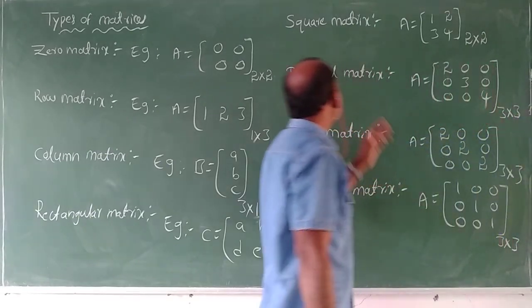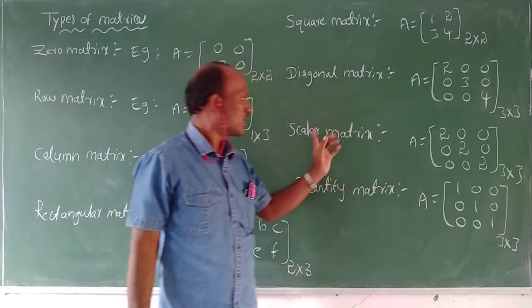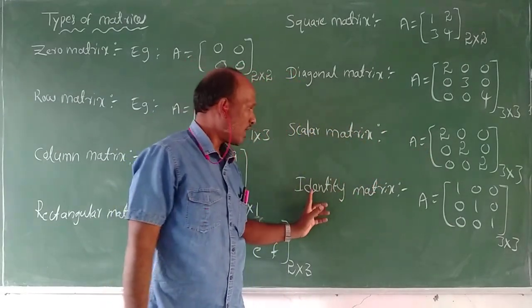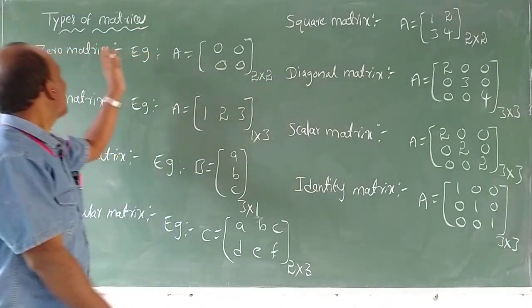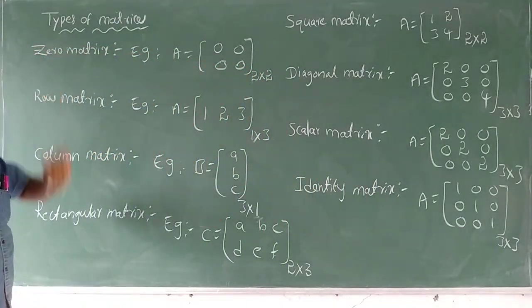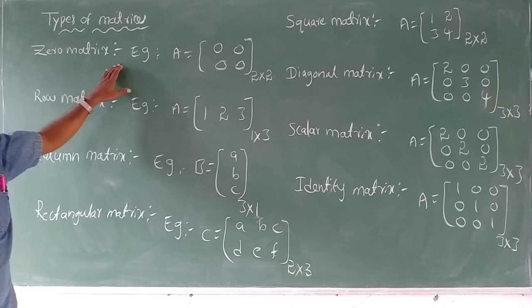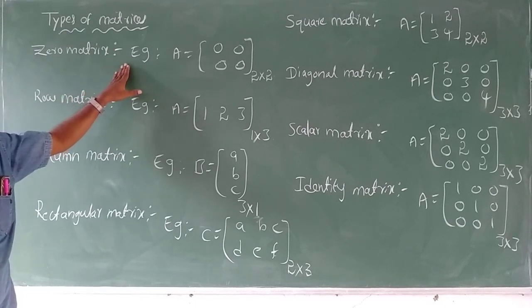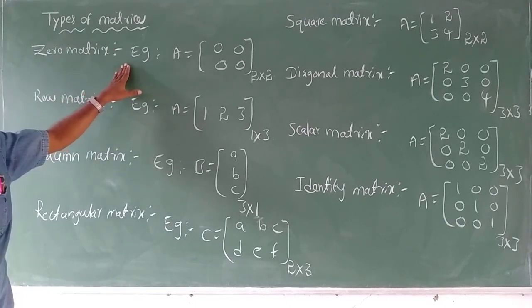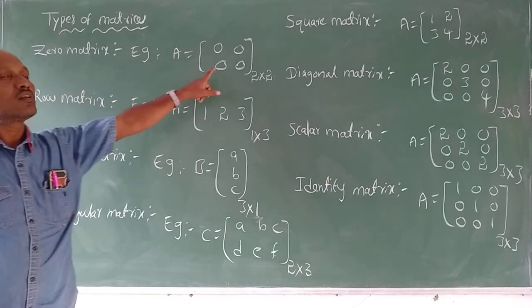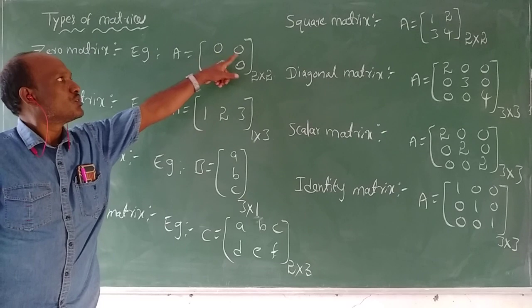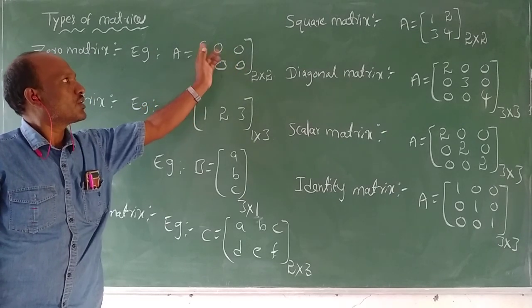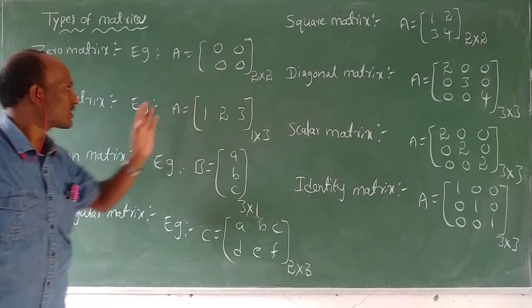Diagonal matrix, scalar matrix, identity matrix are all square matrices. Okay, one more time. Zero matrix first. A matrix in which all elements are zeros is called zero matrix or null matrix. 0 0, 0 0. 2 rows, 2 columns, 2 by 2 matrix.